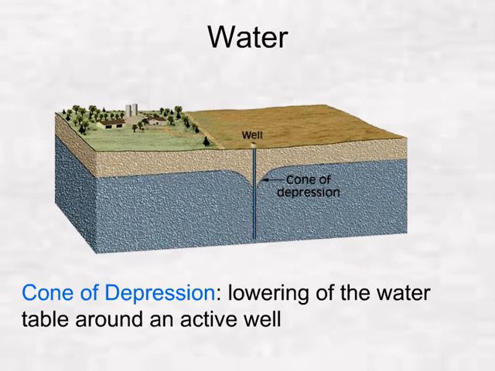If you pump water out of a well too fast, you can take the water out faster than the ability of the water to flow into the well from the aquifer. That means that the level of the water in the well goes down, and it goes down in more or less of a cone shape. So a cone of depression is the lowering of the water table right around an active well. It indicates that you're pumping the water out faster than the aquifer can replenish the well.